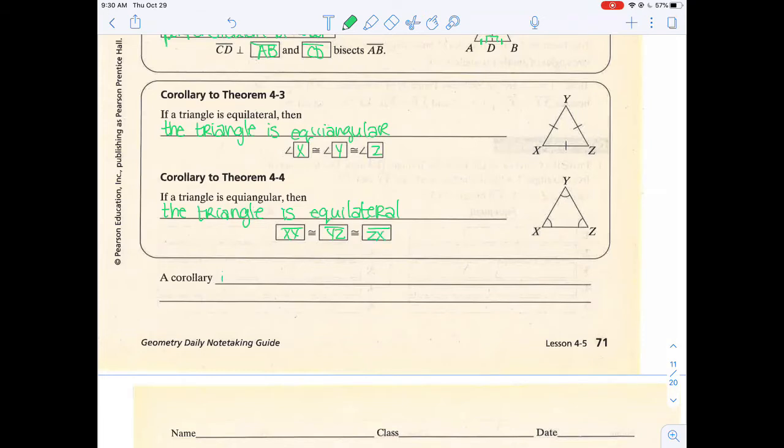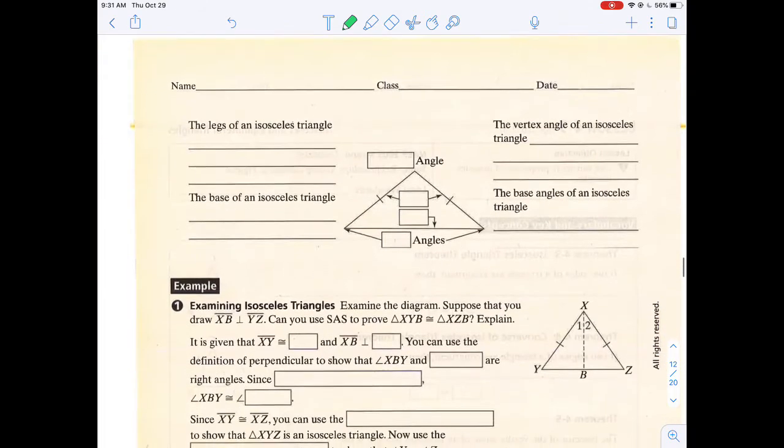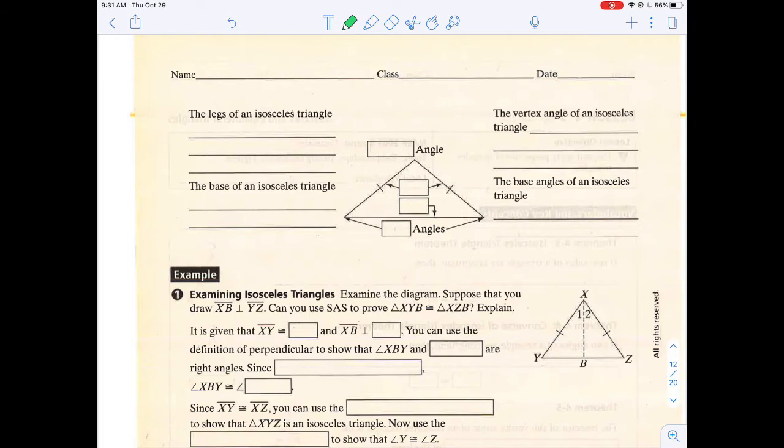And a corollary is a statement that follows directly or follows immediately, either one, from a theorem. So because of a theorem, we have this extra statement that goes with it. Okay. Then a couple more definitions, and then we're going to jump into some examples.